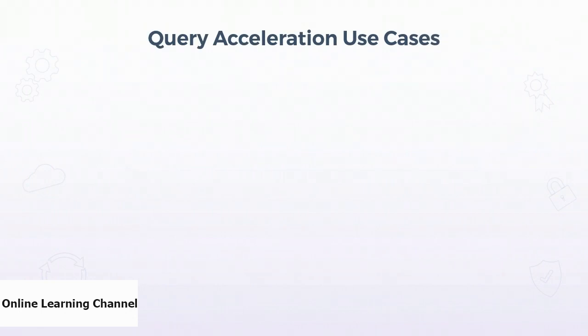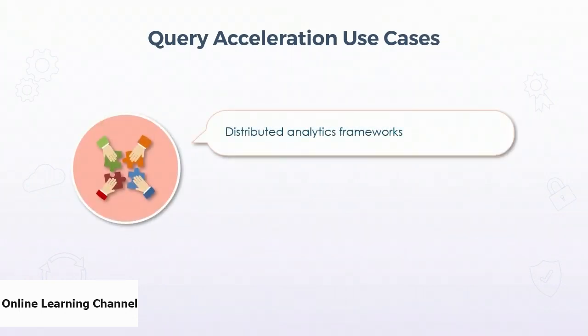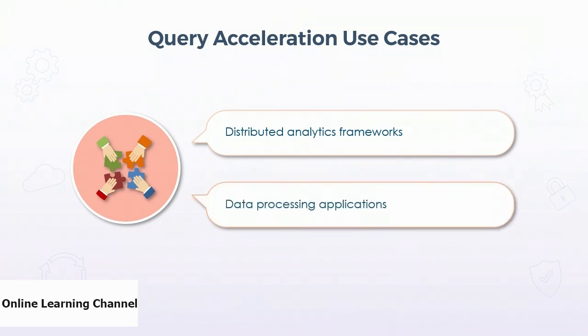A few use cases for data acceleration are distributed analytics frameworks like Apache Spark and Hive, which have recently become more integrated with query acceleration for efficiency, and any data processing applications that require processing efficiency and speed.